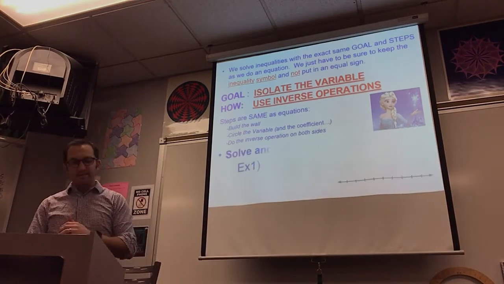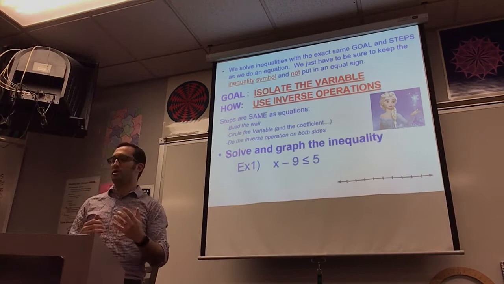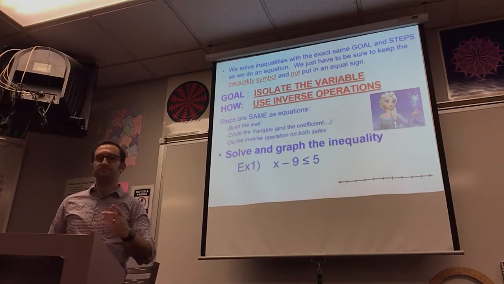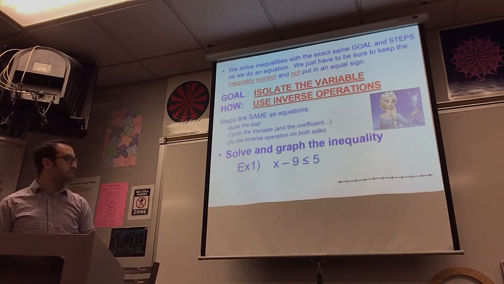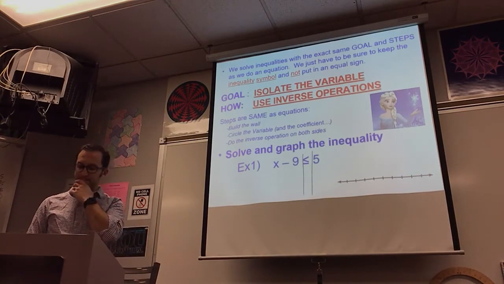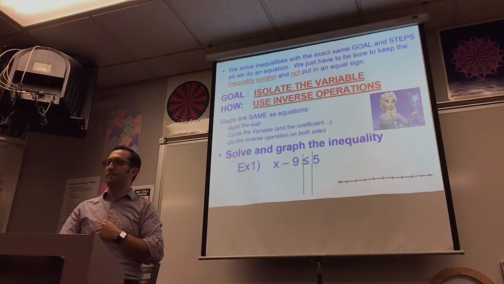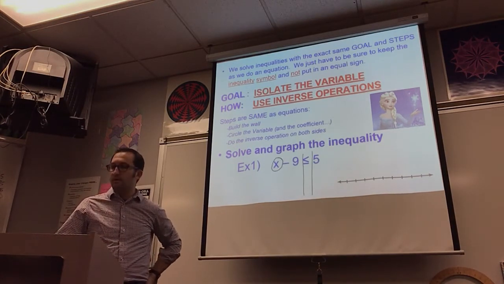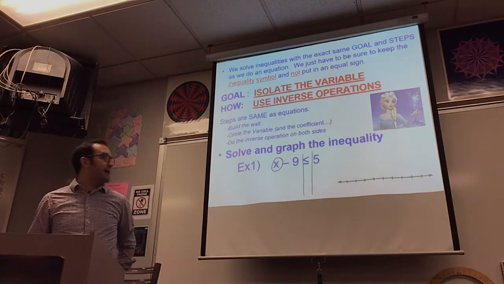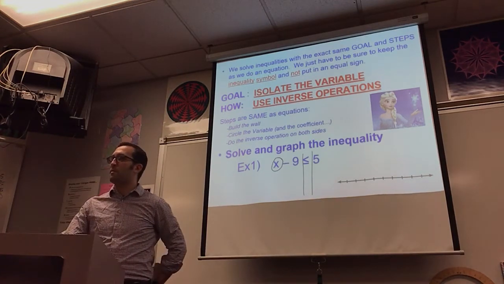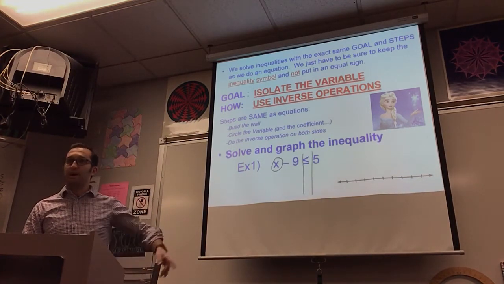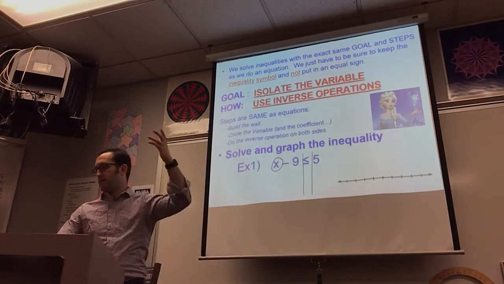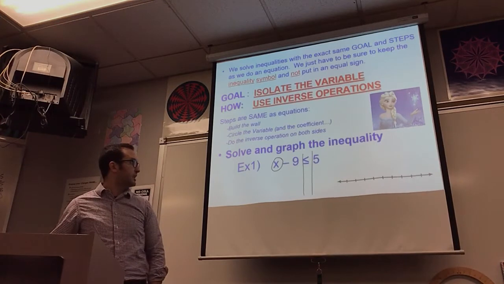Okay? So let's solve and graph this inequality. What's the first thing we need to do? Build that wall. Then next thing, circle that variable. What operation is currently happening? Yeah, x minus 9. What's the inverse of that? x plus 9. So we need to add 9 to both sides.